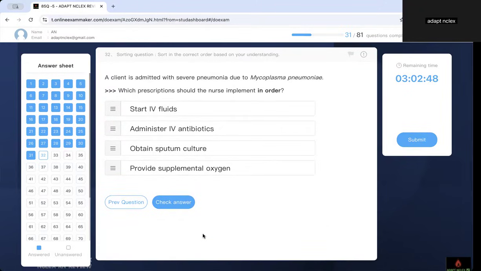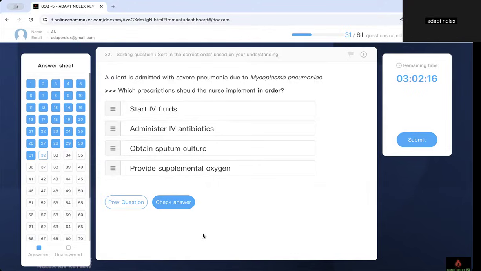What do you think? A client is admitted with severe pneumonia infection due to what? Mycoplasma pneumonia. Which prescriptions should the nurse implement in order? I have a pneumonia infection. Do we start with IV fluid? Do we give them IV antibiotic? Do we do a sputum culture or oxygen? Think about it. Arrange them and let me know. Put it in the comments, hashtag 32. But this is the way.